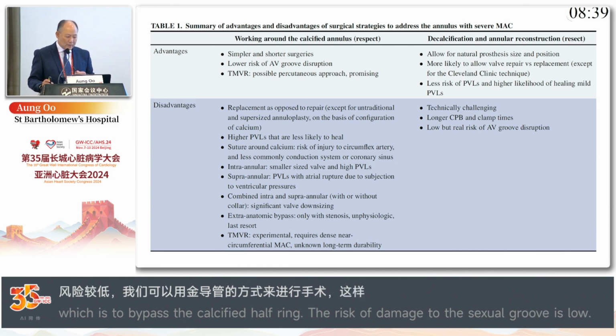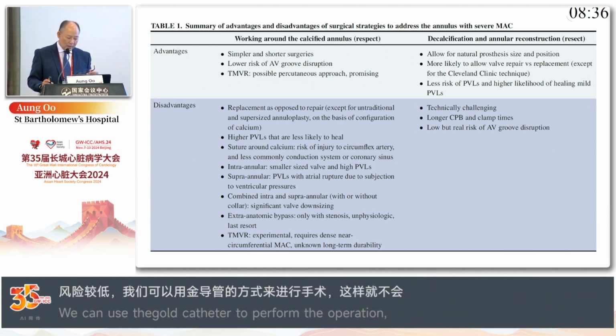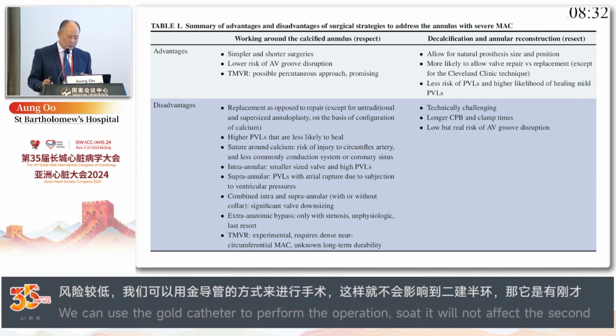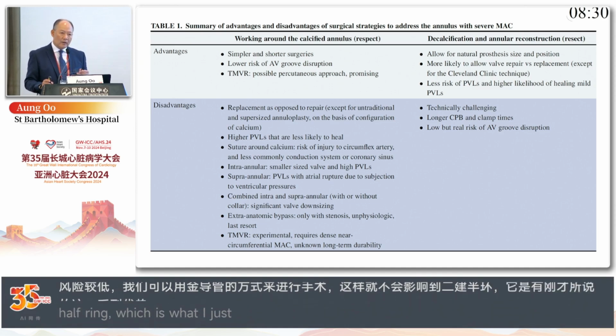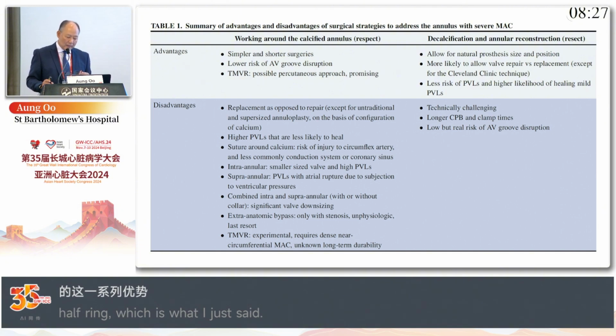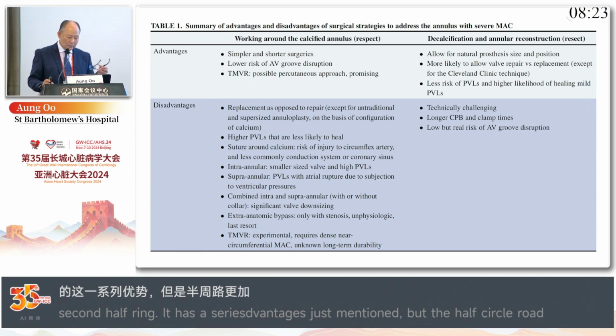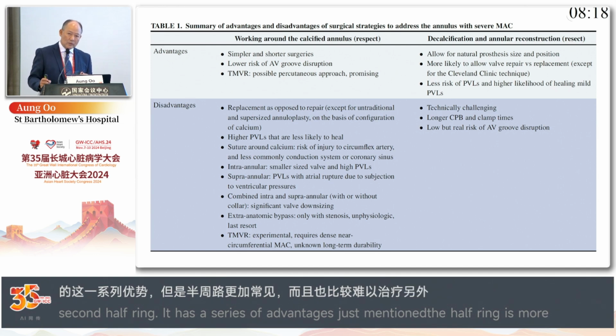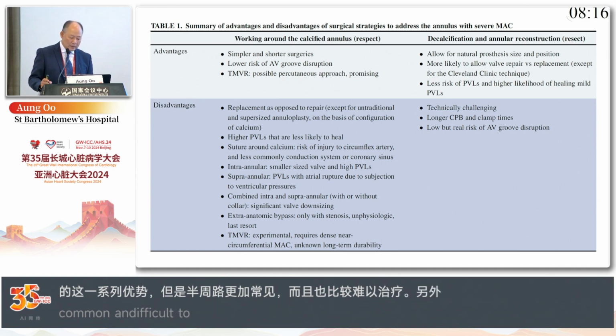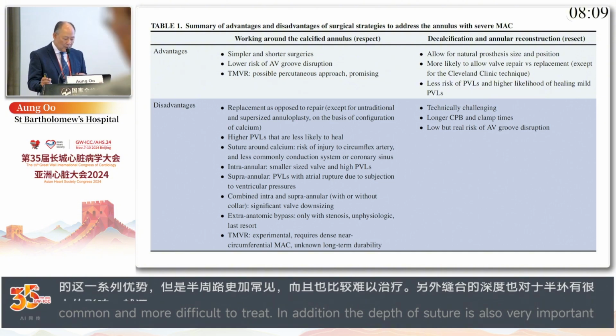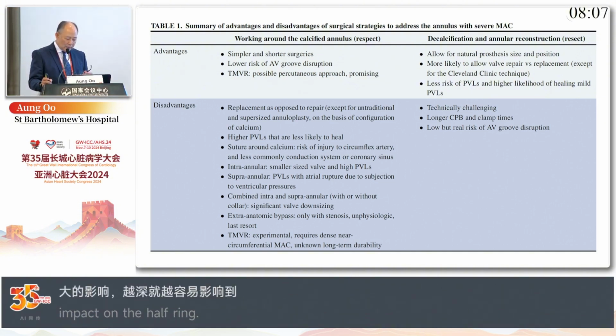Obviously it comes with disadvantages, and it is replacement rather than repair for these procedures. They have a higher paravalvular leak rate and are less likely to heal from the paravalvular leak. Suturing around the calcium carries increased risk: the deeper the stitch you try to put, the more chance of damaging the circumflex artery, and, although less common, conduction system problems.